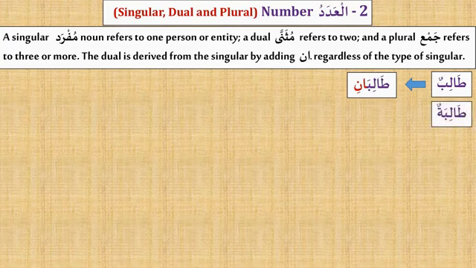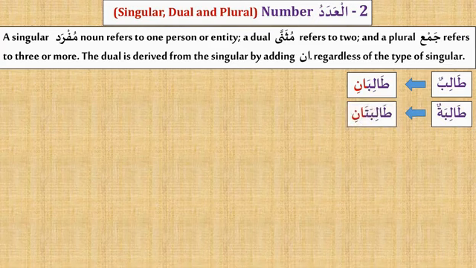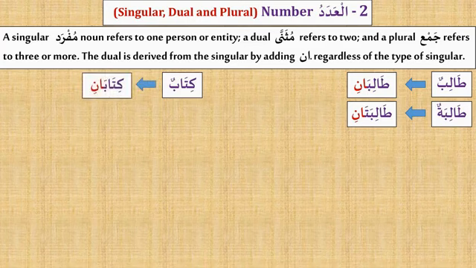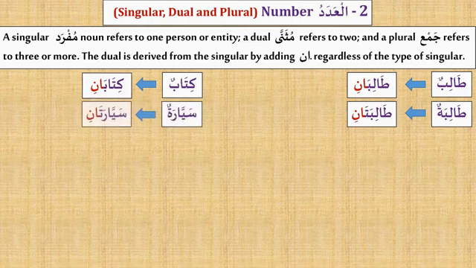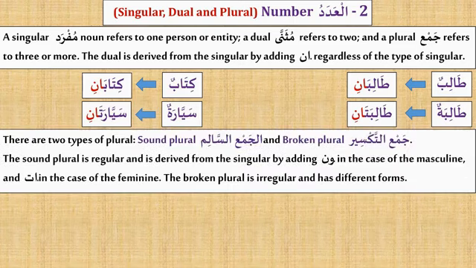Example for feminine noun, talibatun, female student, and the dual of it is talibatani, two female students. Kitabun, a book. Kitabani, two books. Sayyaratun, a car. Sayyaratani, two cars.